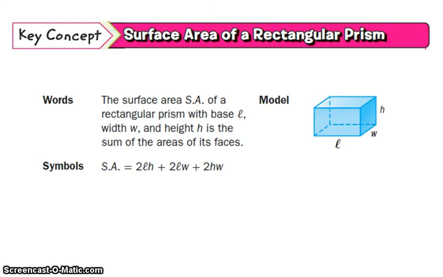Now, because this is the 7th grade book, they teach it a little bit differently in the book than how we're going to learn it in 8th grade. But let's take a look anyways. It says the surface area of a rectangular prism with a length L, a width W, and a height H, is the sum of the areas of all its faces. Okay, that's a true statement.